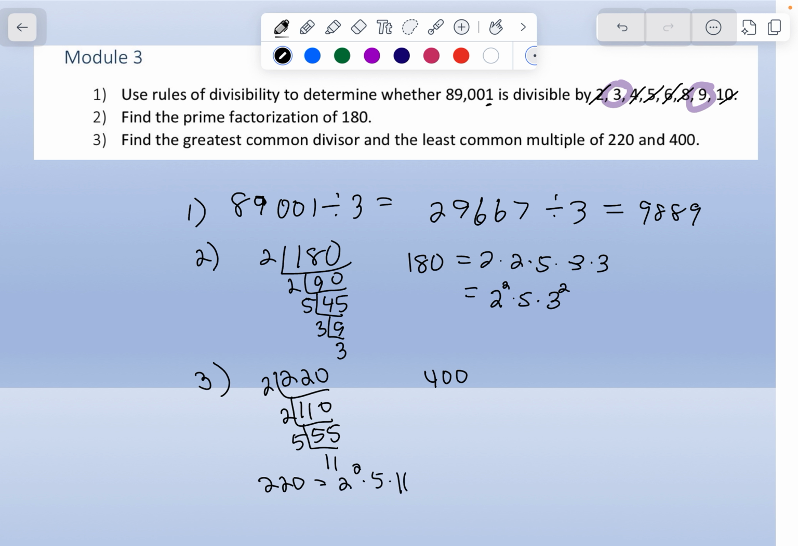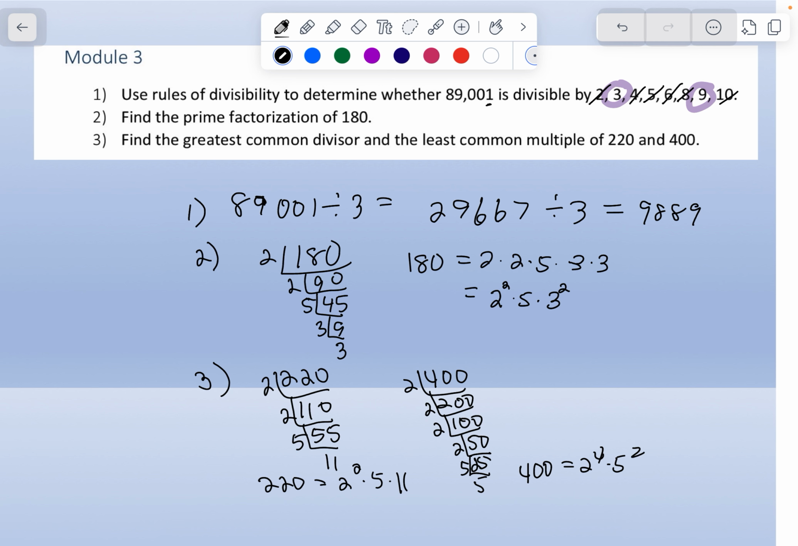Now let's do the same thing for 400. I can cut it in half. I can cut it in half. I can cut it in half. I can keep cutting it in half. And then that is 5 times 5. So 400 is 2 to the 4th times 5 squared.